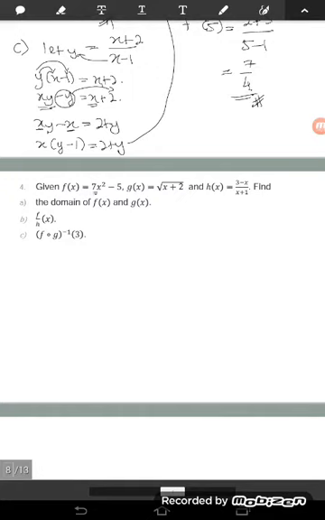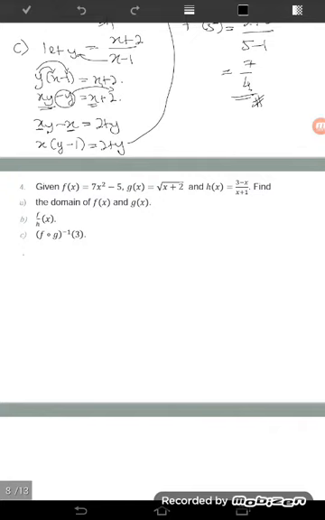Okay, so given f(x) equal to this one, g(x) equal to this one, and h(x) equal to this one. Find the domain of f(x) and g(x). Domain of f. Okay, so first we look at f. So f is a quadratic function, or polynomial. A quadratic function is inside the polynomial functions. So for a polynomial function, the domain of f is always equal to the real numbers.